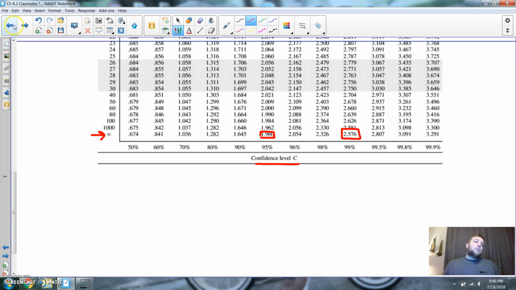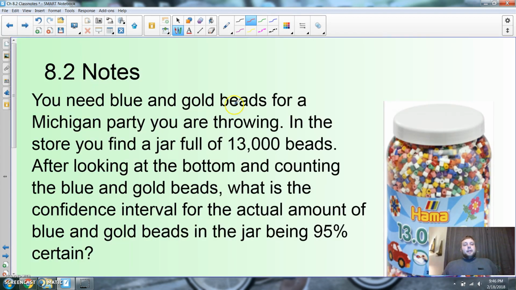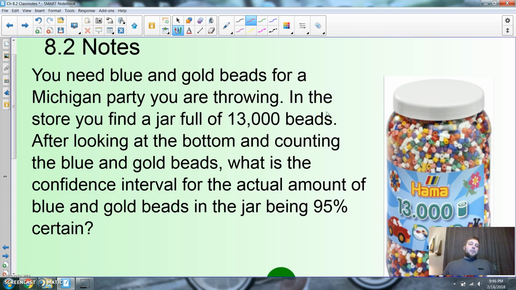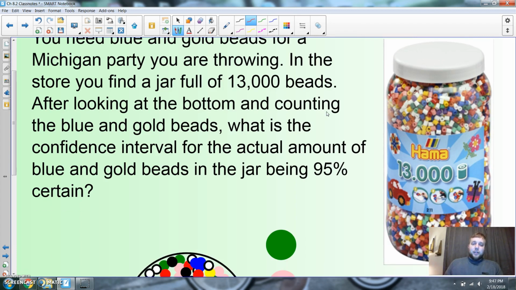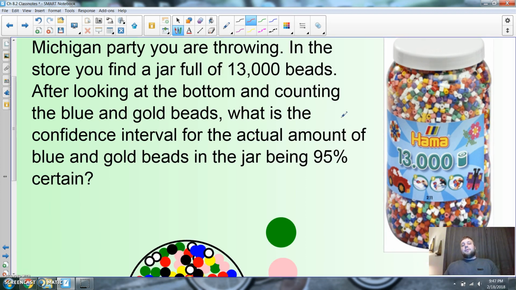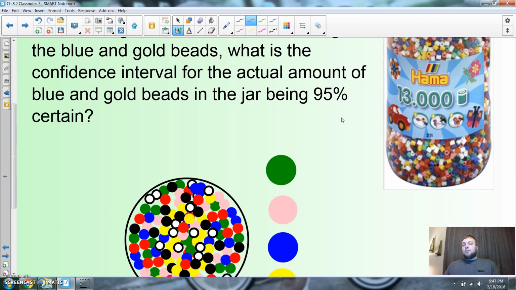Okay, cool? Sweet. Let's do some math. You need blue and gold beads for a Michigan party you're throwing. In the store, you find a jar full of 13,000 beads. After looking at the bottom and counting the blue and gold beads, what is the confidence interval for the actual amount of blue and gold beads in the jar, being 95% confident?